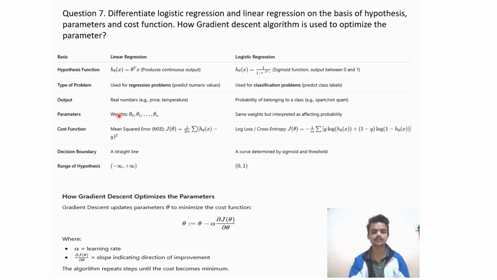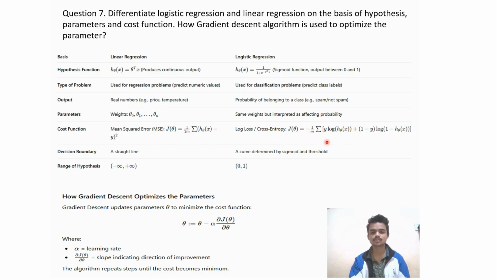Output in linear regression will be real numbers, and output in logistic regression will be the probability of belonging to a class. Parameters in linear regression are the weights theta 0, theta 1, up to theta n. In logistic regression, the same weights, but interpreted as affecting probability. Cost function for linear regression is mean squared error, MSE: J of theta is equal to 1 by 2m summation of (h of theta of x minus y) squared.